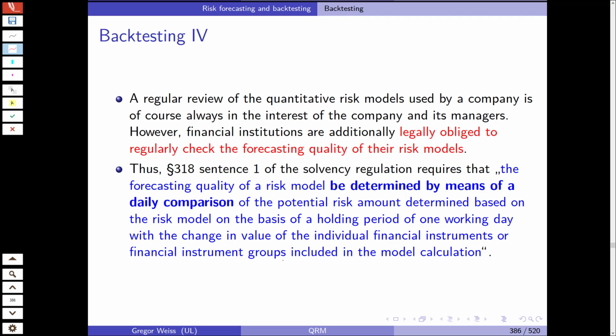And in Germany, this is paragraph 318, sentence 1 of the solvency regulation, Solvabilitätsverordnung, that requires that, this is an English translation, the forecasting quality of a risk model be determined by means of a daily comparison of the potential risk amount determined based on the risk model and the basis of a holding period of 1 working day with a change in value of the individual financial instruments or financial instrument group included in the model calculation. So the regulator, the financial regulator, requires this of any financial institutions under the regulation of the German solvency regulation.